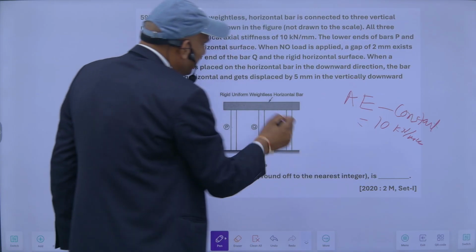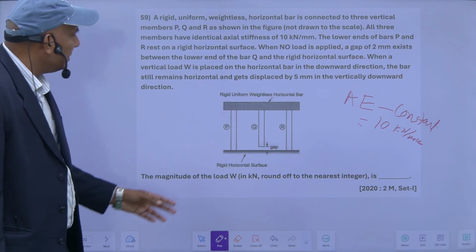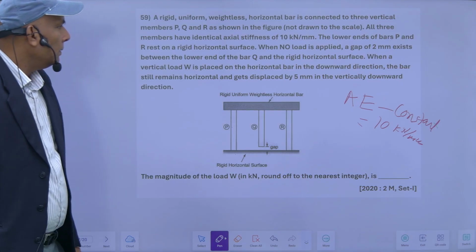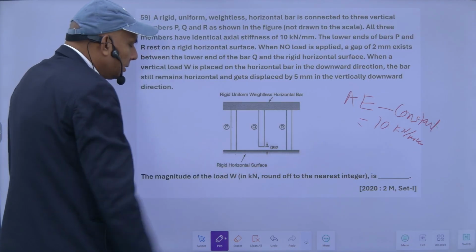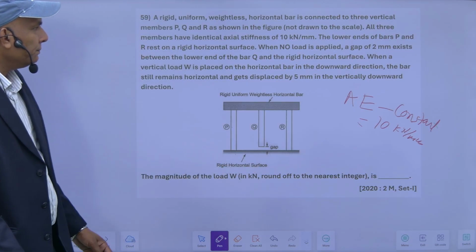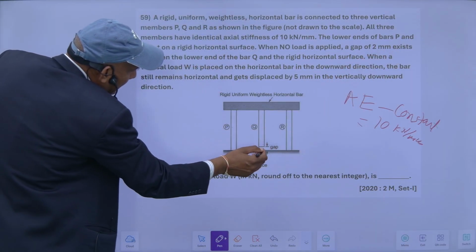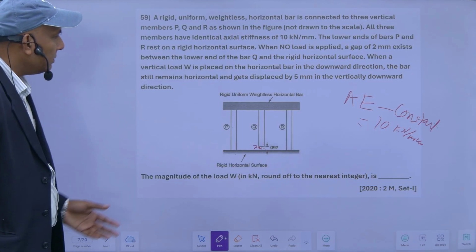So this is same for the three bars. Lower ends of bars P and Q, P and R rest on a rigid horizontal surface while no load is applied. So this is the condition where no load has been applied. A gap of 2 mm exists here, between the lower end of the bar Q and the rigid horizontal surface.